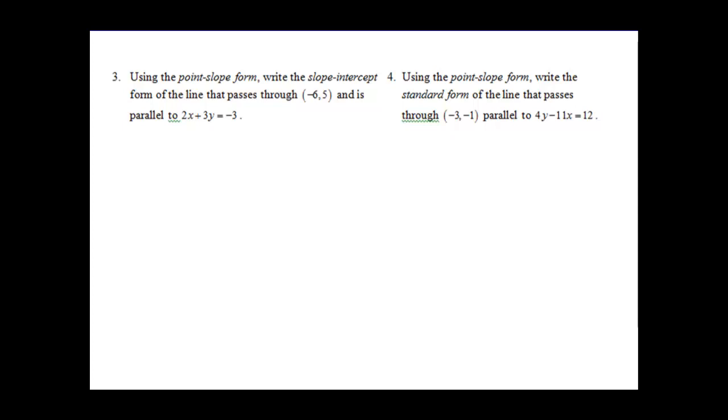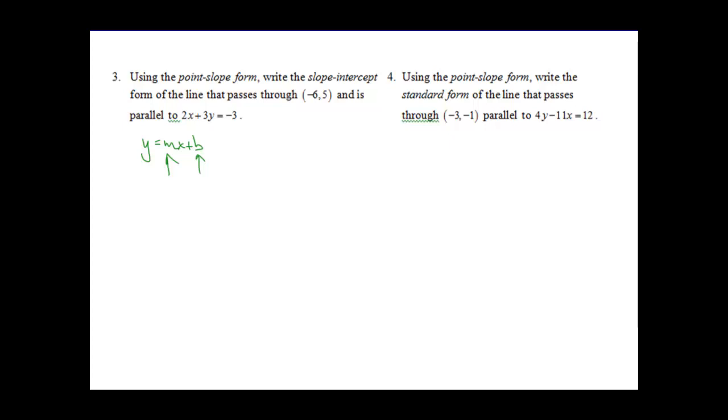So for 3 and 4, let's do 3, you do 4. Using point-slope form, write the slope-intercept form of the line that passes through (-6, 5) and is parallel to 2x plus 3y equals negative 3. So we want to write it in y equals mx plus b. We need the y-intercept. We need the slope. We have a point that it goes through, but we don't have the slope.